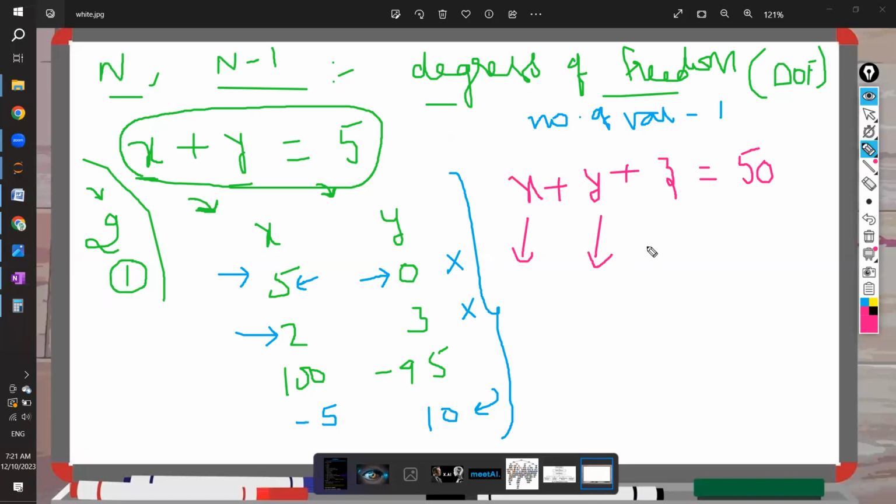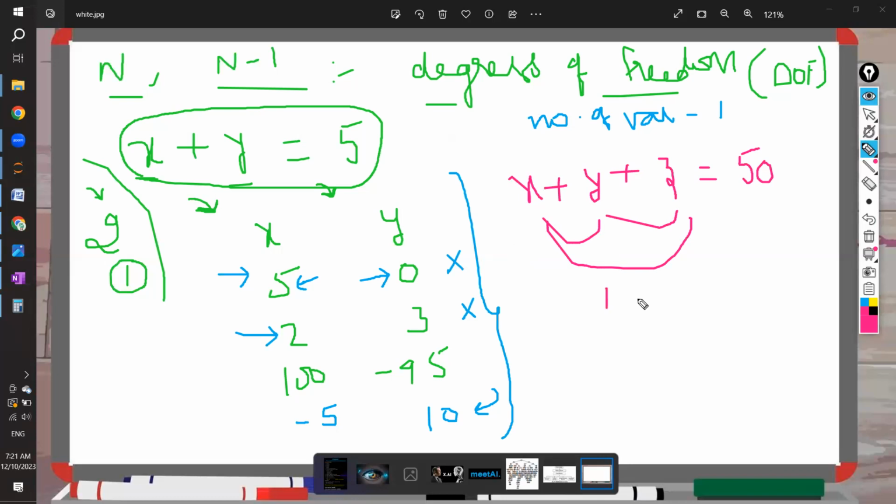Right? So same thing. You can take any two variables, not only x and y. You can take x and y, or x and z, or y and z. Any two variables, you take the values whatever you want. But the third value you cannot take. It will automatically come based upon the equation.